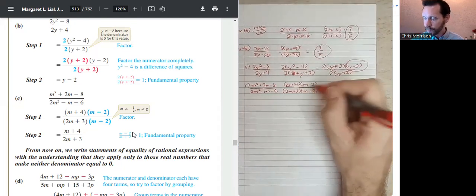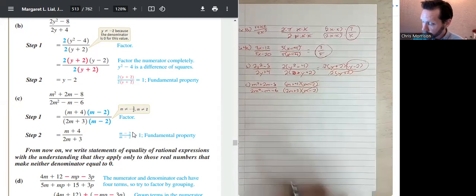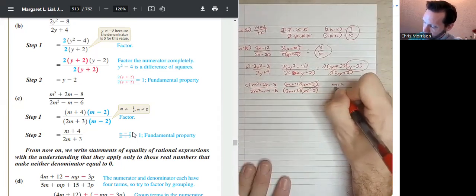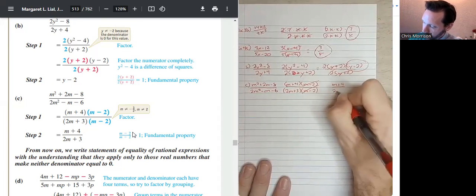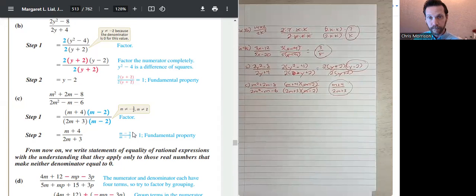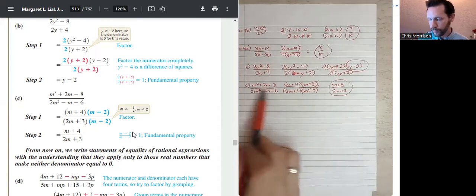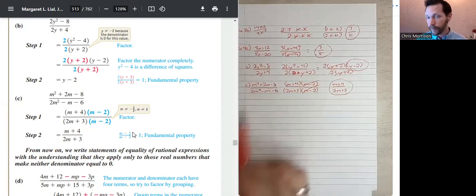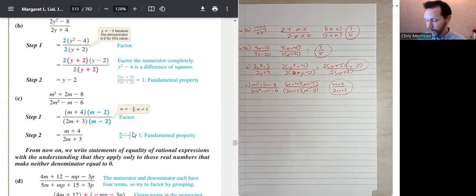Now, I notice my (m minus 2)'s are going to cancel out. So the answer is it reduces to (m plus 4) over (2m plus 3). And that's as simple as it gets. Again, don't let this freak you out or frustrate you. All you're doing is what we've been doing now for a month. All you're doing is just factoring these guys out into binomials, crossing out what's in common.